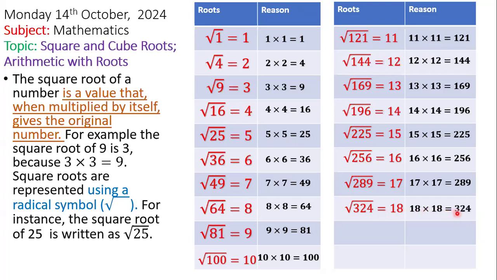Very good. And what is the square root of 361? 19, because 19 times 19 equals 361. Very good. And what's the square root of 400? 20. Why? Because 20 times 20 equals 400.